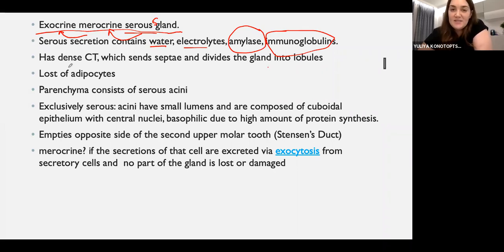Dense connective tissue, capsules and septa, divides into lobules, adipocytes, lots of them. Parenchyma consists entirely of the serous acini. Yes, serous, we have discussed how the serous acini look.